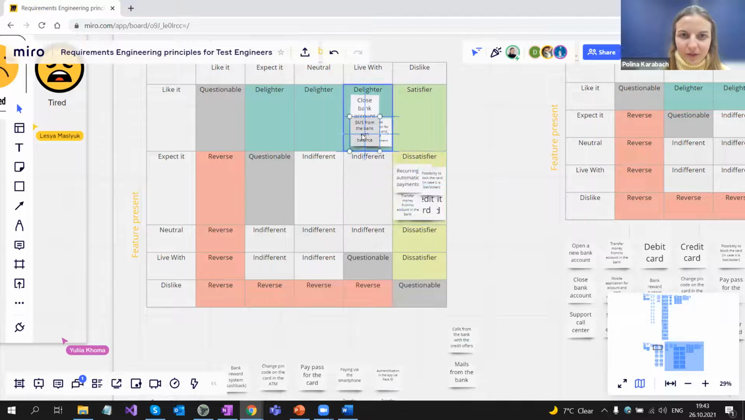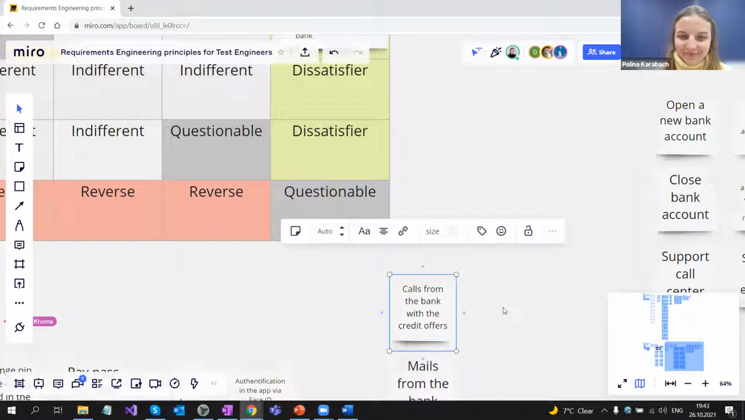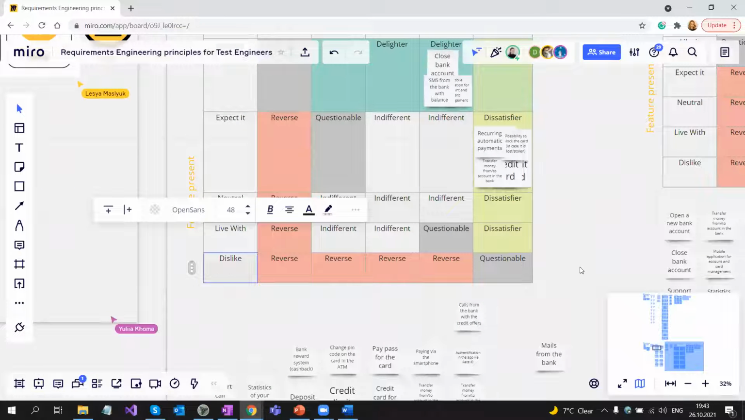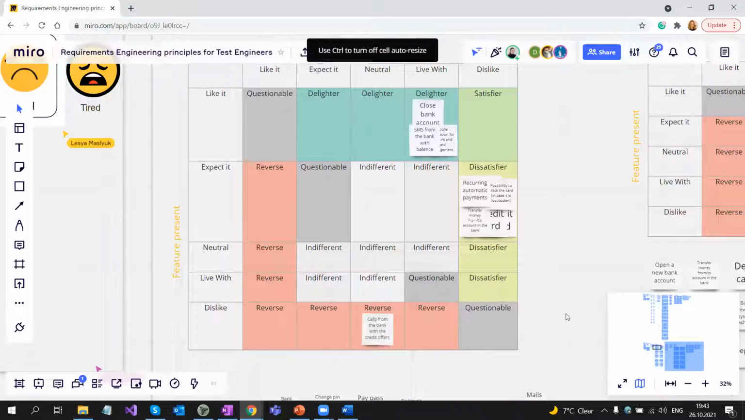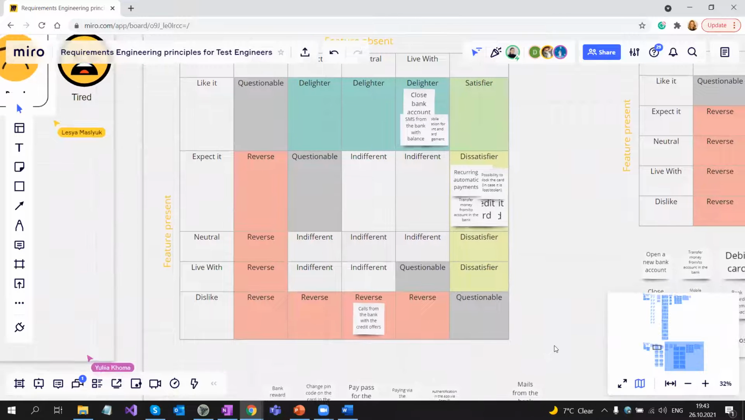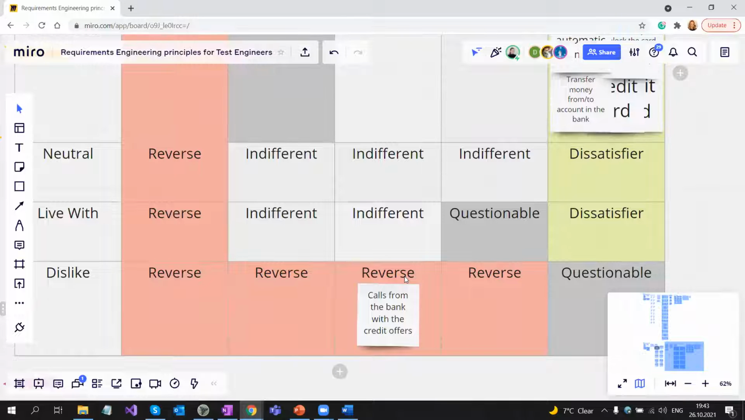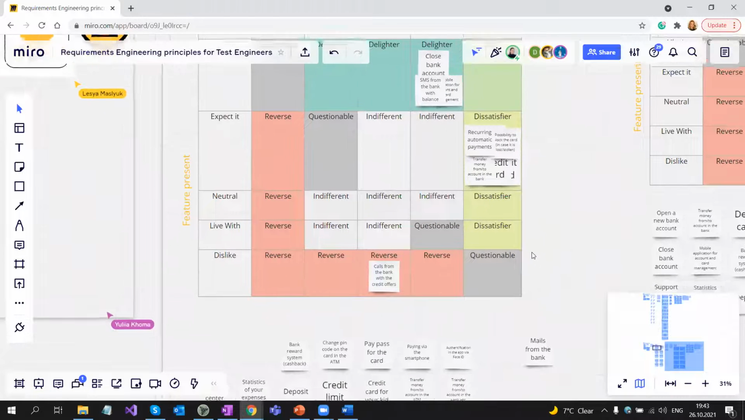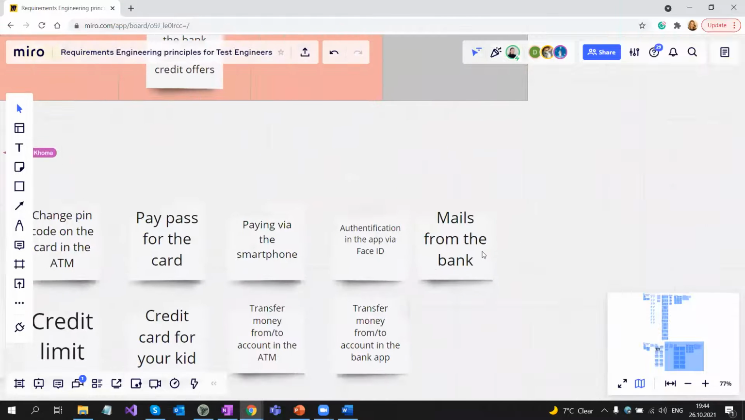Yeah, this place. Okay. Calls from the bank with the credit offers. No, I wouldn't like that one, but it would be rather neutral, and I would like it if this functionality would be missed. I mean, if it would be absent. So this is a reverse feature, but we know that it is present for the needs of some business, for the marketing. Yes, not really for the users, maybe. Well, partially, but mainly.